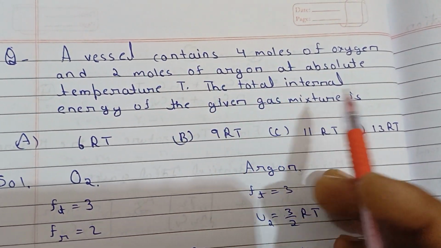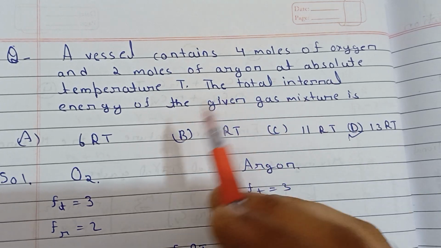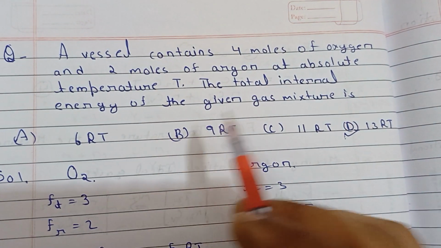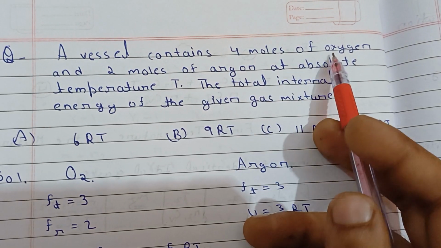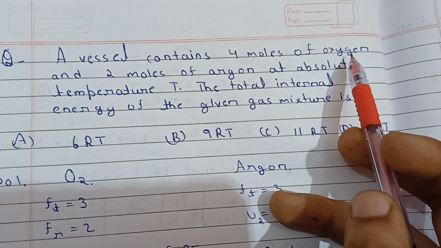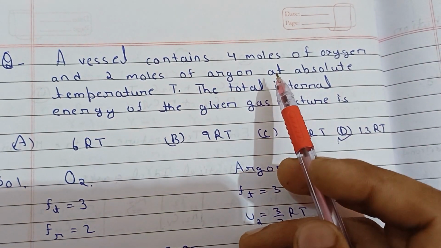A vessel contains 4 moles of oxygen and 2 moles of argon at absolute temperature T. The total internal energy of the given gas mixture is? So you need to find the total internal energy. That will be the sum of the individual gases. O2 is a diatomic gas, and argon is a monatomic gas.